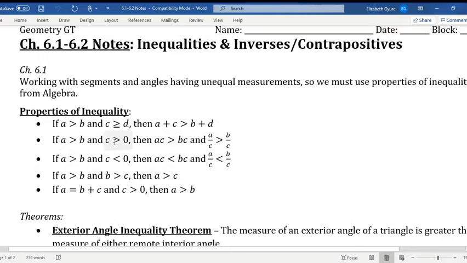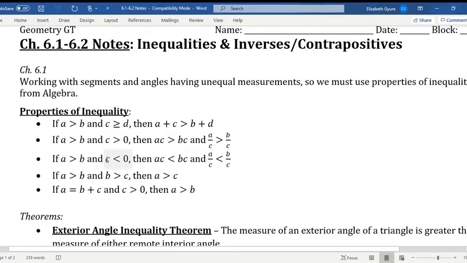If A is greater than B and C is greater than 0, then A times C must be greater than B times C, and A divided by C must be greater than B divided by C. Something else to keep in mind too, C has to be greater than 0, right? Because we can't divide by a negative number there. And if we multiply by 0, it won't be greater than, it'll be 0, and then we'd have to have or equal to.